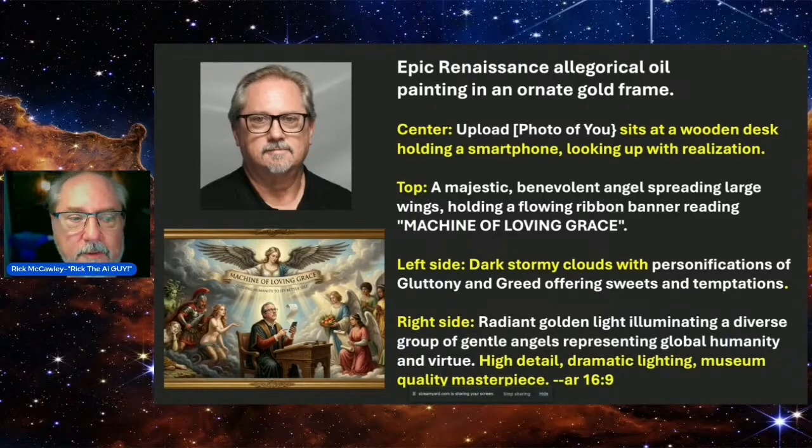Just to get you started, Dario Amodei's idea of a machine of loving grace, that AI can be aligned with us for our greater good, brought me to take this image of myself and to upload a picture: a majestic, benevolent angel spreading large wings, holding a flowing ribbon banner reading machine of loving grace. On the left side, the dark, stormy clouds with personifications of gluttony and greed, offering sweets and temptations. On the right side, radiant golden light, illuminating a diverse group of gentle angels representing the global humanity and virtue. High detail, dramatic lighting, museum quality masterpiece. And I think I added a golden frame.